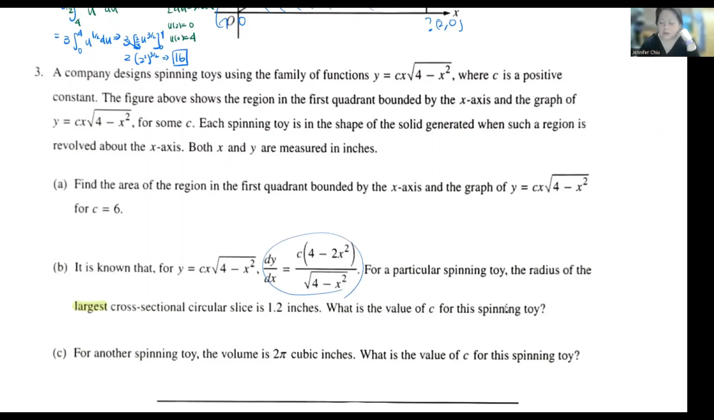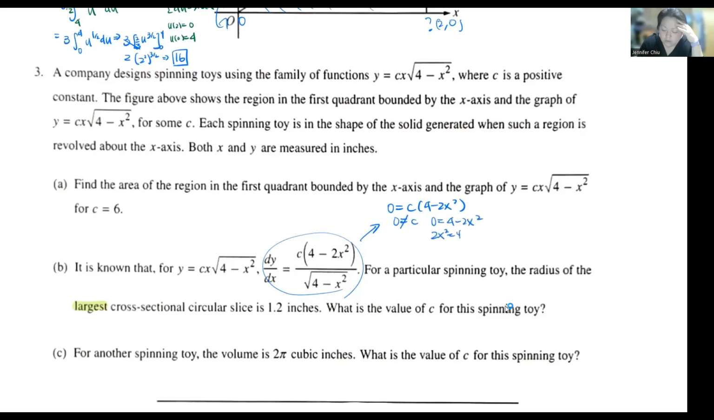You don't care about the denominator. So you simply take this and say, all right, 0 equals c times 4 minus 2x squared. So 0 equals c, right? That could be one answer, but that doesn't help me. If c is 0, then there's no shape here, so that's not helpful. So 0 equals 4 minus 2x squared.